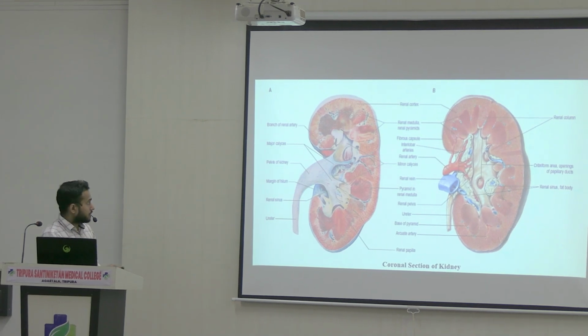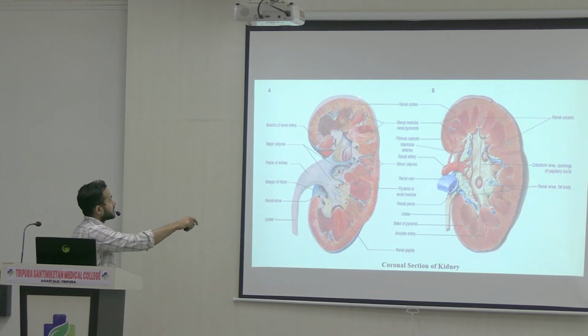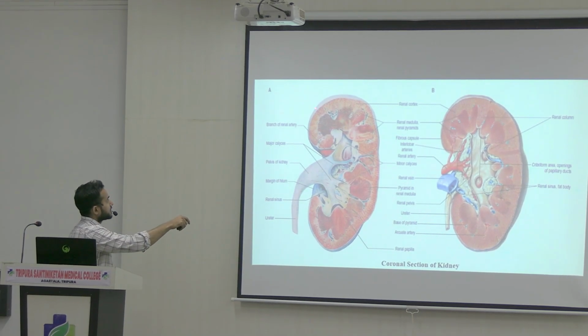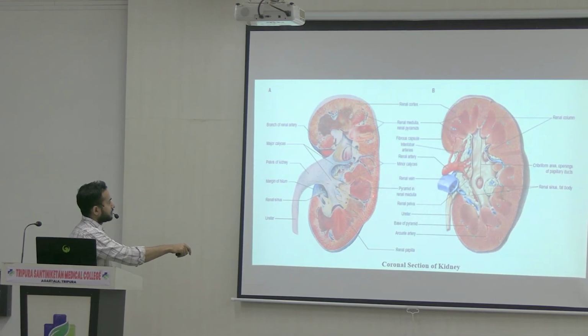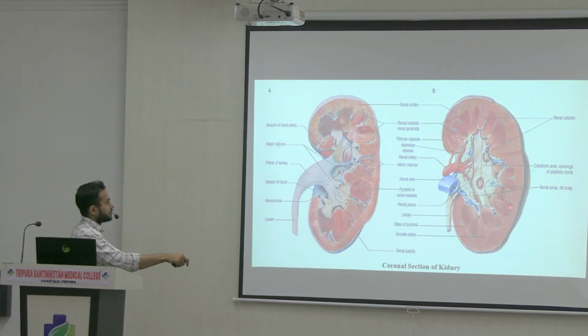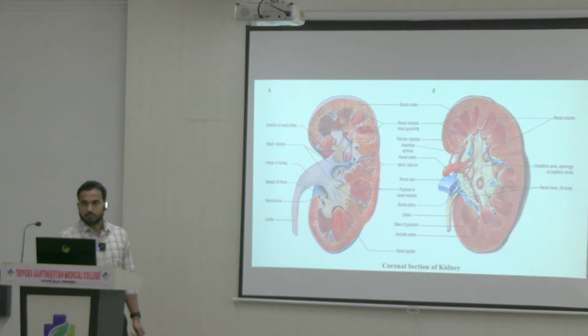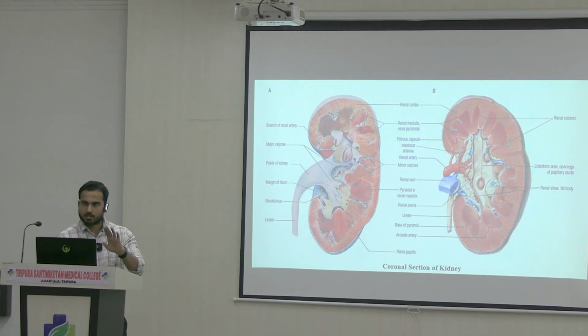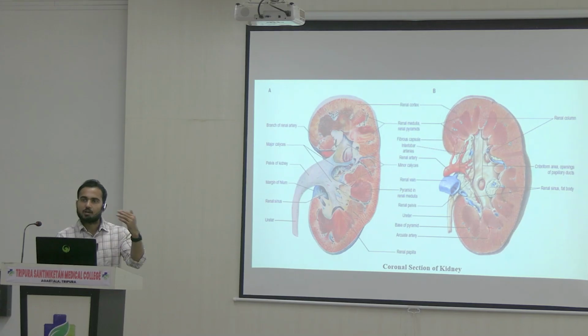Now this particular part is the capsule. Below the capsule, this outer part is made up of the renal cortex. Now what is there in the cortex, we will discuss; I am coming to that. Once you open it, you can see two things. First, the outer part is the cortex, and the inner part is the medulla. What is the appearance of the cortex?